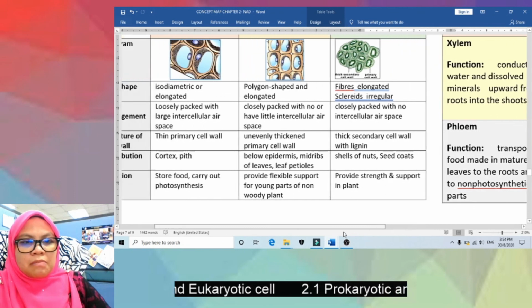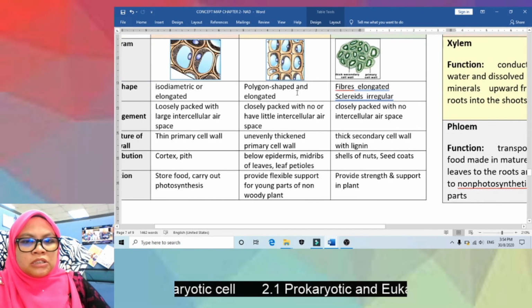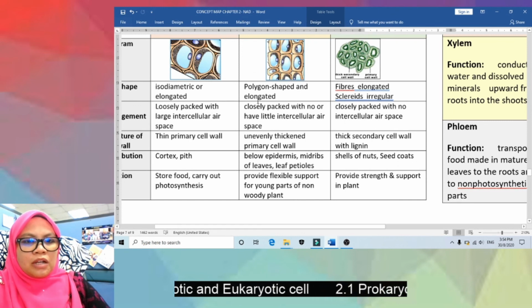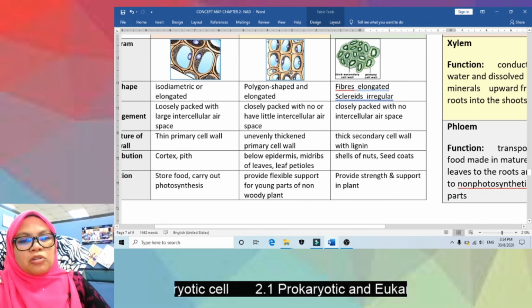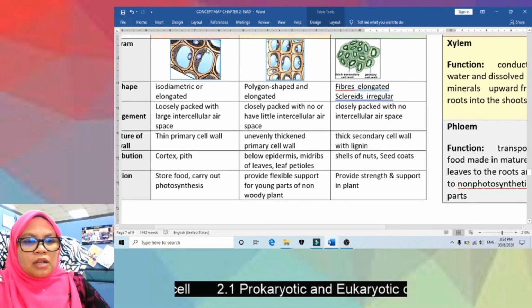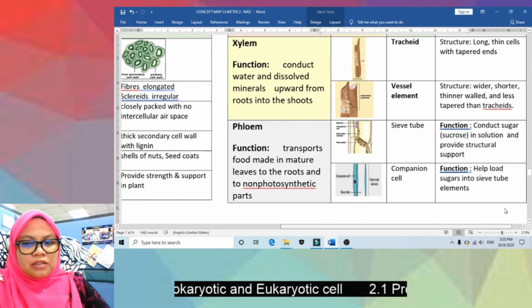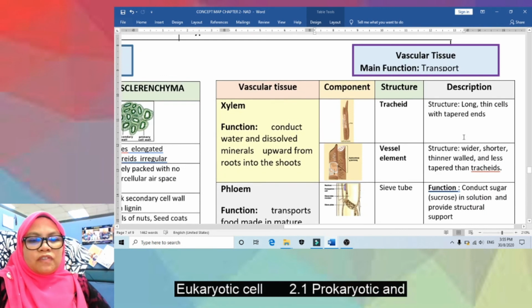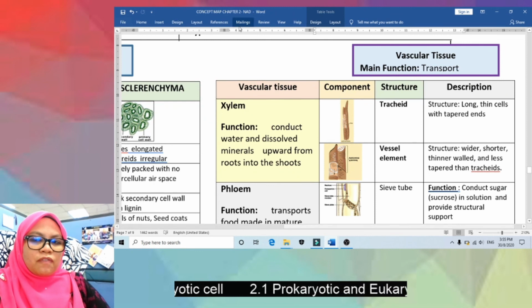So from this table, we know the difference between the parenchyma, collenchyma, and sclerenchyma, and also the characteristic for each. If the question asks you to describe collenchyma, so here is the characteristic to describe collenchyma. Same goes to parenchyma and also sclerenchyma. So last part here is the vascular tissue, which we know the function involved in transport. So we have two types of vascular tissue, the xylem and also the phloem.